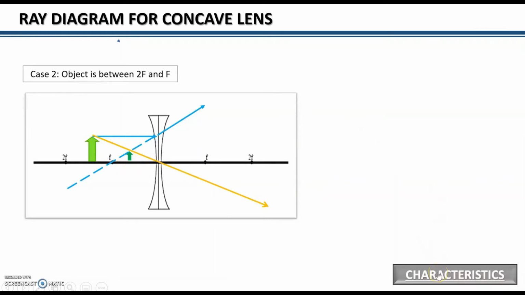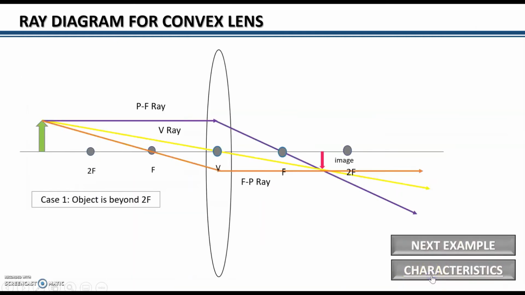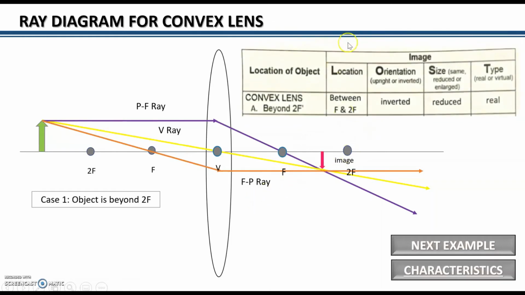We can now proceed to determining or identifying the characteristics of these images. So let's go back to our first example. This was our first example earlier. Case 1 where the object is beyond 2F. So the image is here. So what can you say about the LOST of this image? So again, L means location, O means orientation, S means size, and T means the type of image. Okay, so looking at this image here, the location is between F and 2F.